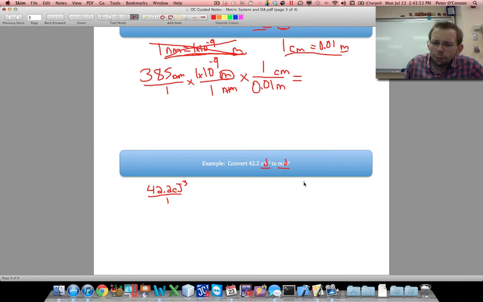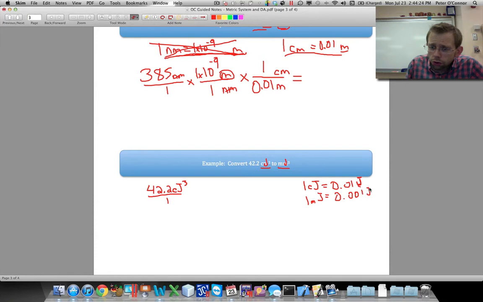So from the last problem, we know 1 centijoule, centimeter, doesn't matter, is equal to 0.01 joules. Sorry, my writing sucks. Okay? All right? And we also know that 1 millijoule is equal to 0.001 joules.